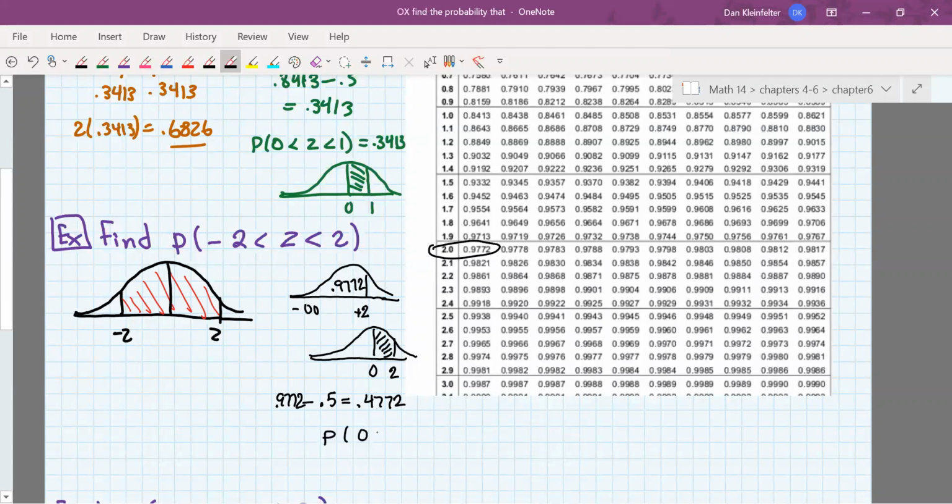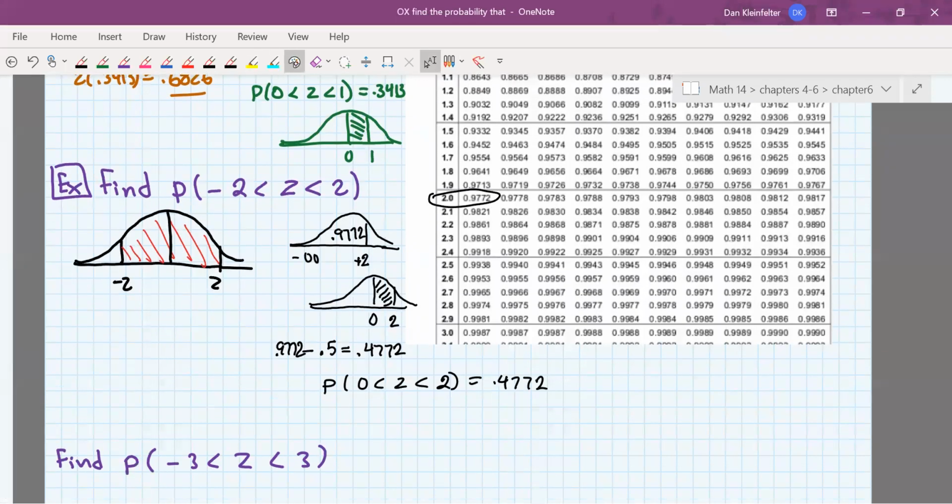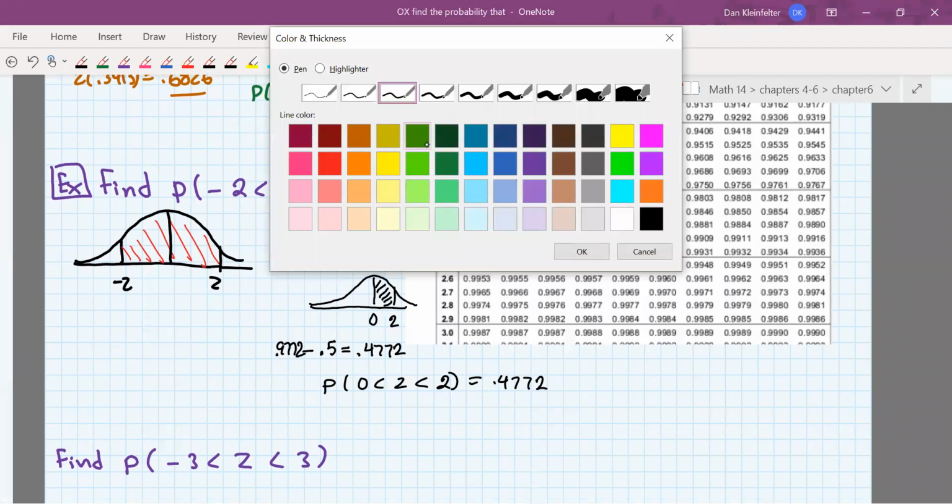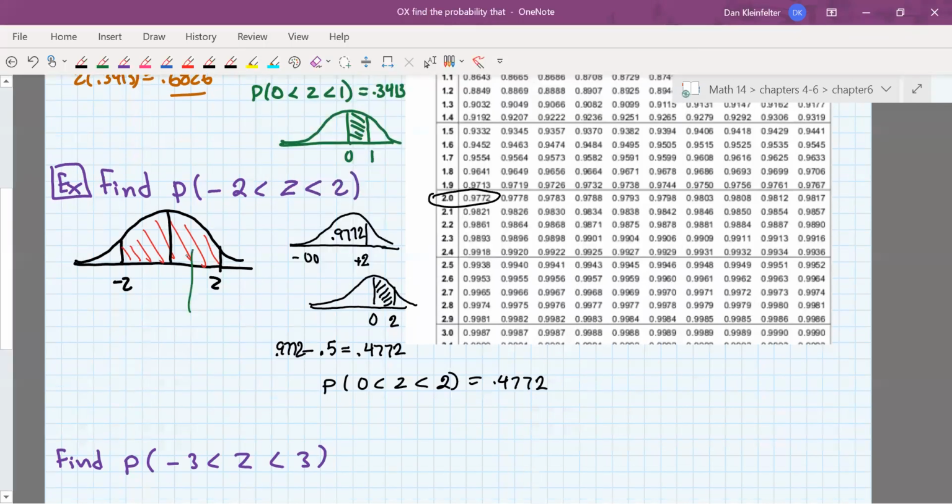So the probability that z will be between 0 and 2 is 0.4772. Then, once again, we have 2 of those regions using symmetry that are each 0.4772. So 2 times 0.4772, 0.9544.